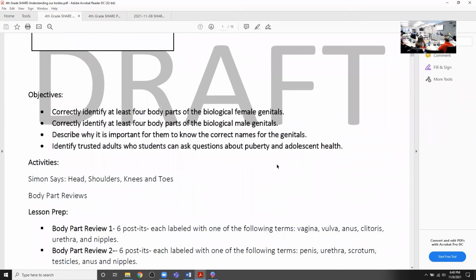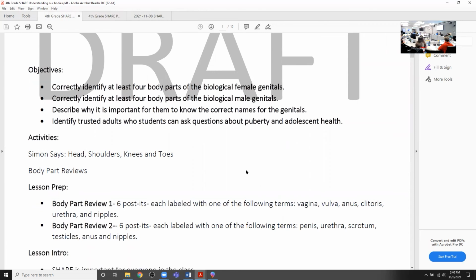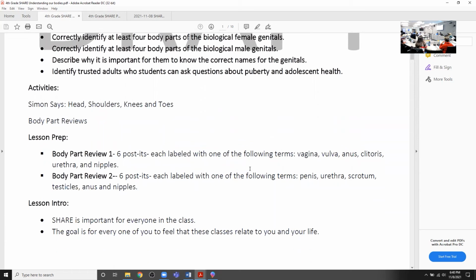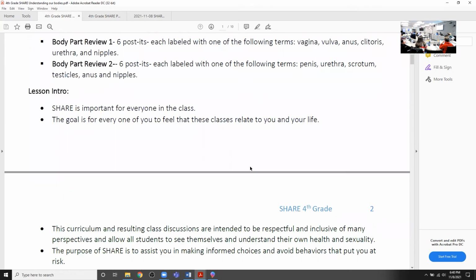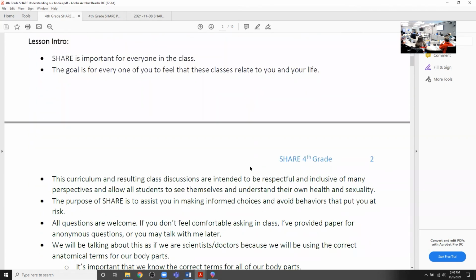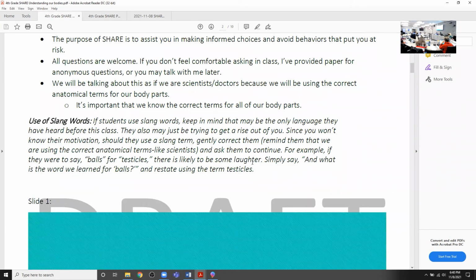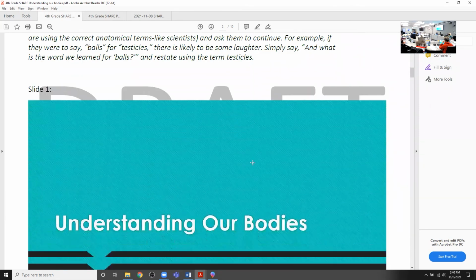Activities: there's a Simon Says, it's pretty basic, with head, shoulders, knees, and toes, and then a body parts review. For the lesson prep, there are no videos that go along with this lesson. Lesson prep was just preparing some Post-its for the body parts review. And then the lesson intro is the same as the previous one, so I won't reread it because I just read it to you. The use of slang is exactly the same as I read previously.